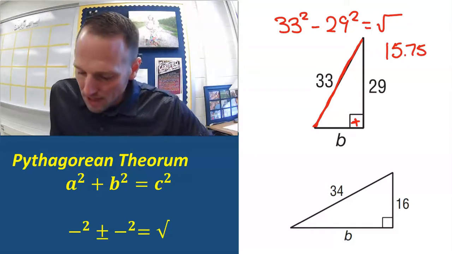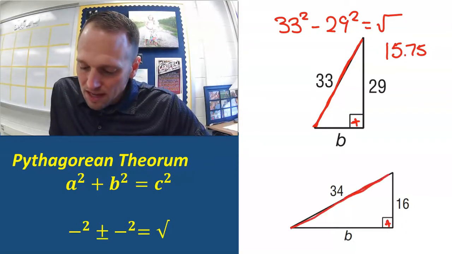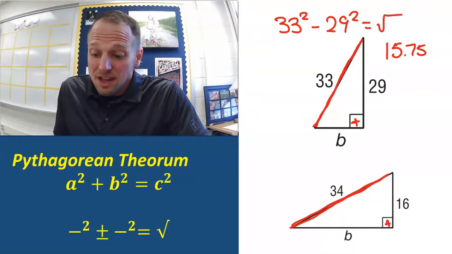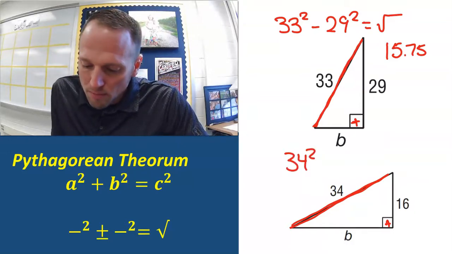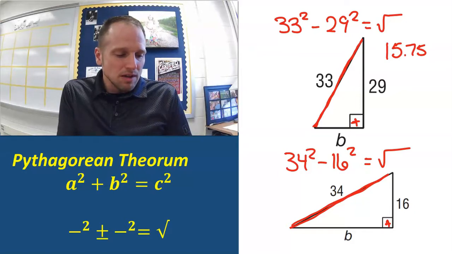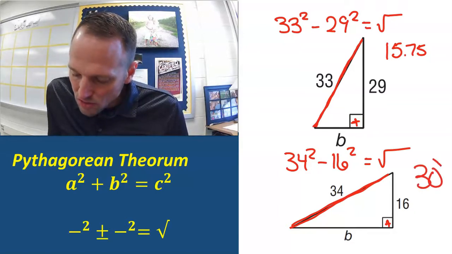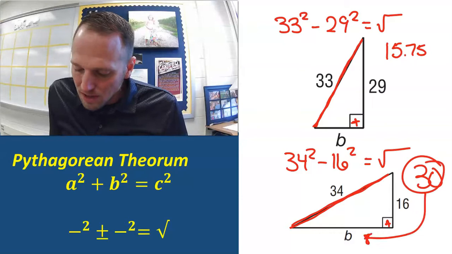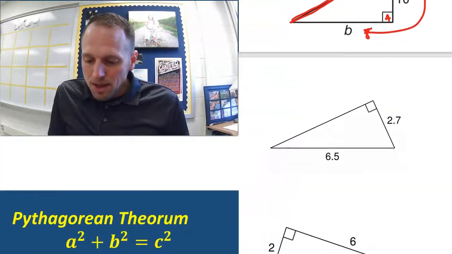Let's look at this bottom one. Again, I'm going to put a plus in there, and this 34, that side is not touching the plus. So if it's not touching plus, it's going to be a minus. 34 squared minus 16 squared equals square rooted, and that's going to be an even 30. So our missing side, right down here, side B, is 30. Okay, that's not bad at all.